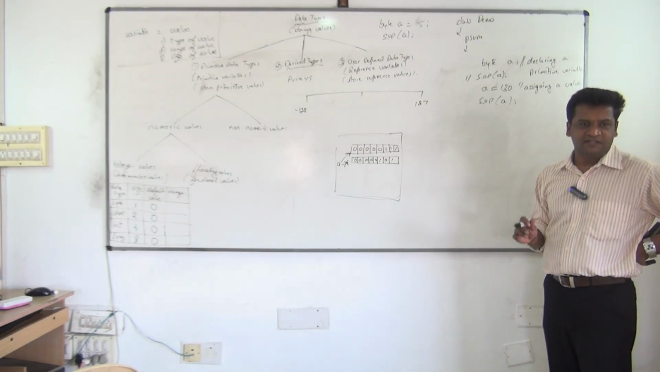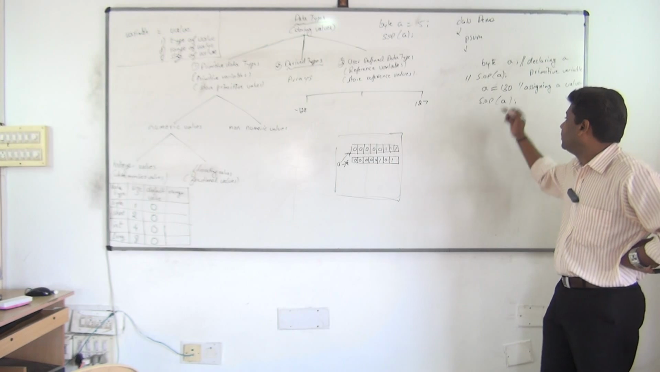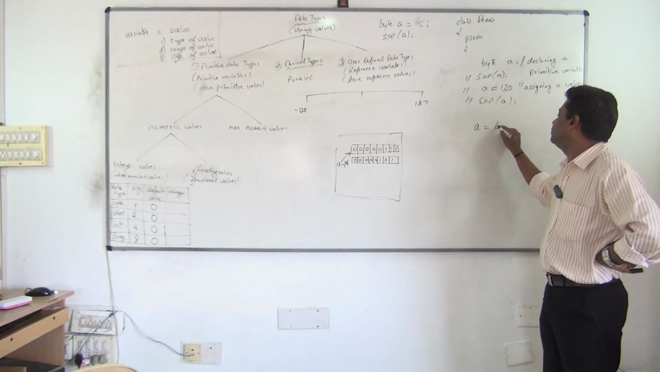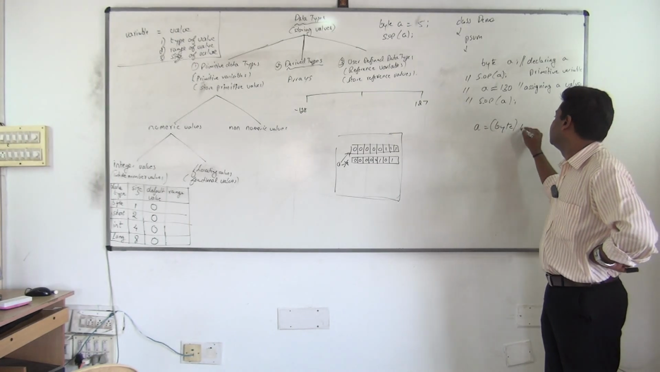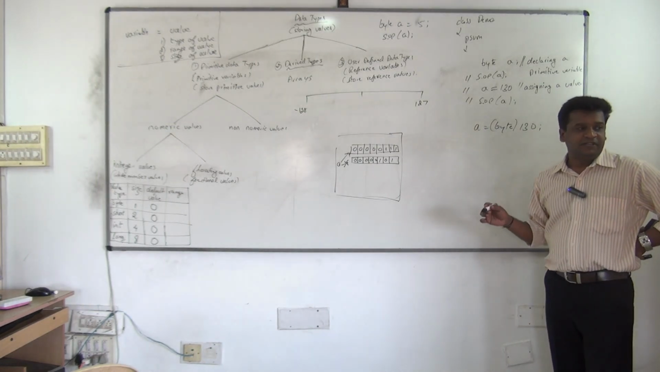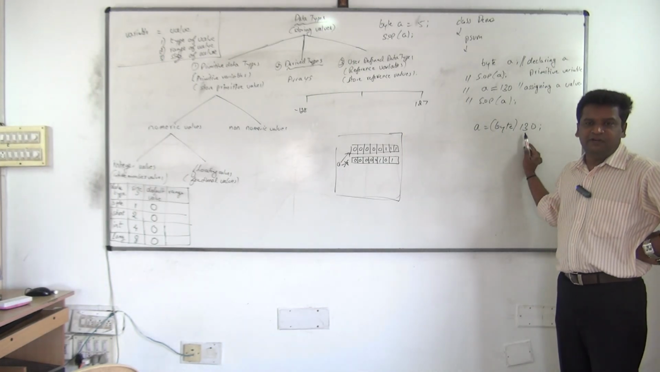You have to do something called type casting. So this will not work now, and this will also not work. So that time you say A is equal to byte of 130. When the value is outside the range, what do we do? 130 will be converted to byte.